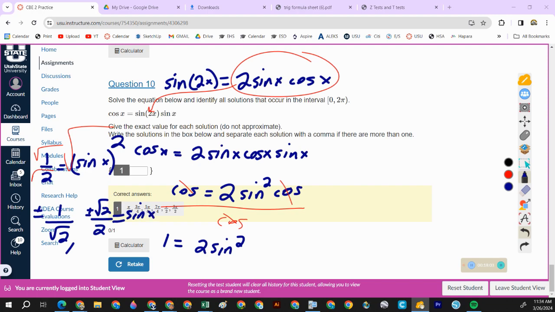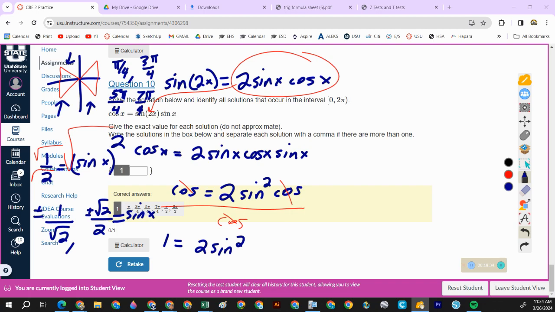So where is the sine equal to plus or minus root 2 over 2? That would be the 45-degree angle in any quadrant. So in quadrant 1, it's pi over 4. In quadrant 2, it's 3 pi over 4. In quadrant 3, it's 5 pi over 4. And in quadrant 4, it's 7 pi over 4. Now, all of those answers are true as long as the cosine is not 0.